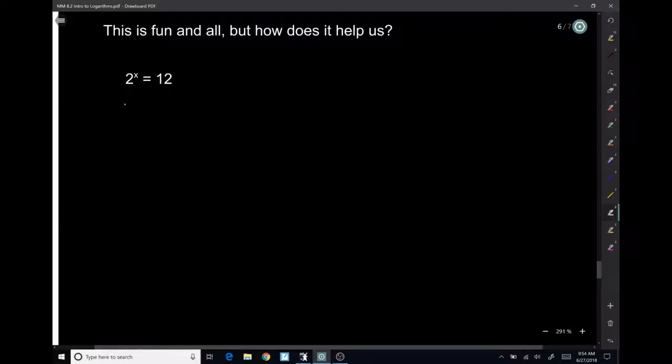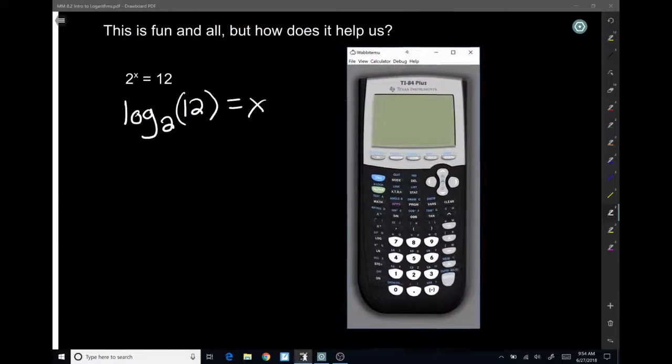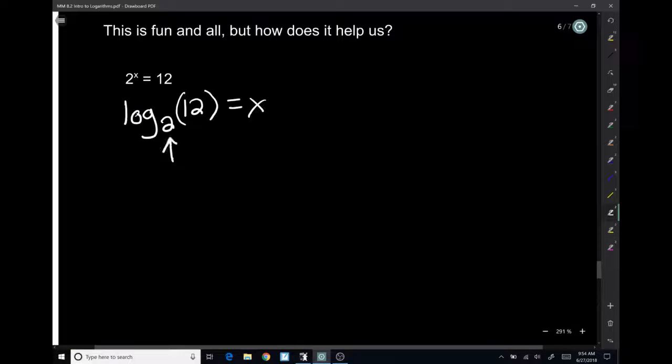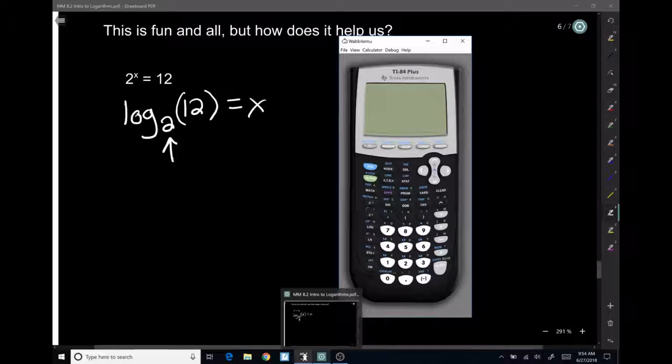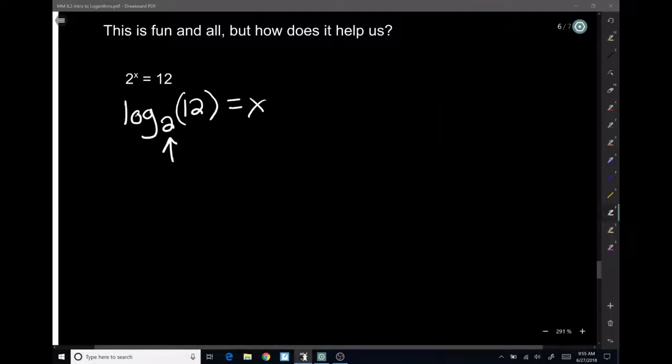Again, this is fun and all, but might not seem that useful because how does this help us solve this? Well, if I convert this into log form, I get log base 2 of 12 equals x. Well, now I have the x by itself. I'm going to cheat and show you something that I don't usually show students for several more lessons, but I want to show you how to get your calculator to do things that aren't just base 10. So your calculator is set to do base 10. If I do the log of 100 in my calculator, it's going to give me 2 because the calculator does base 10.